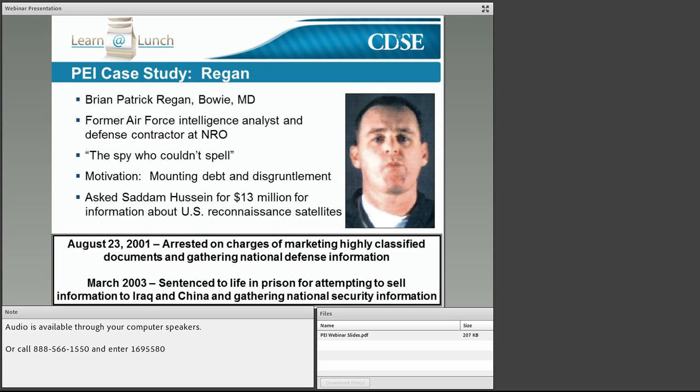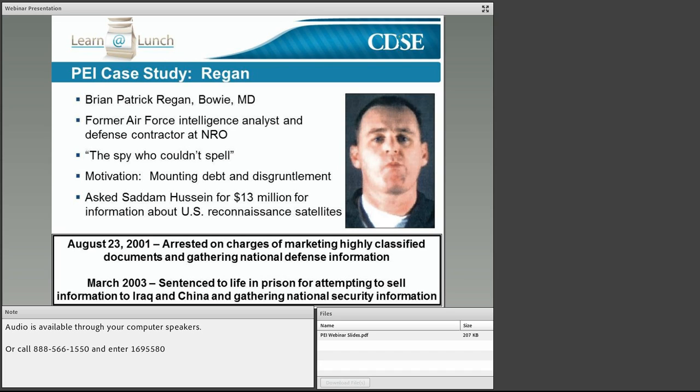Regan began working for the NRO in 1995. He administered the classified Intel Link website, the U.S. intelligence community's classified version of the Internet. From 1999 until his retirement, Regan used Intel Link to access classified information on Iran, Iraq, Libya, and China that was unrelated to his official duties.